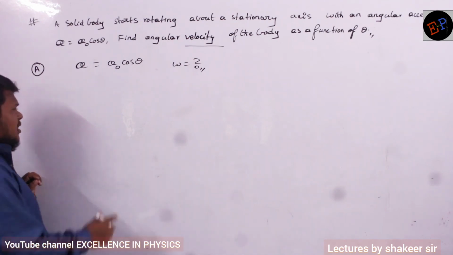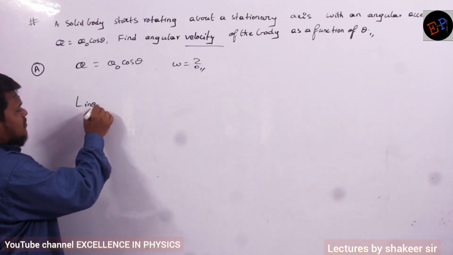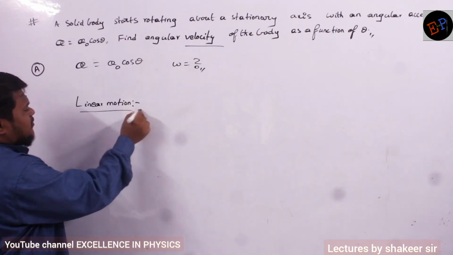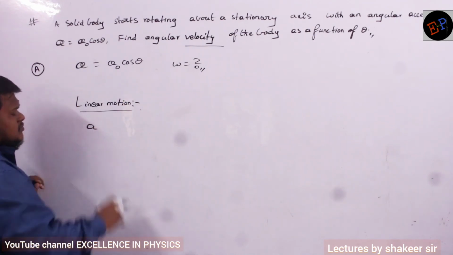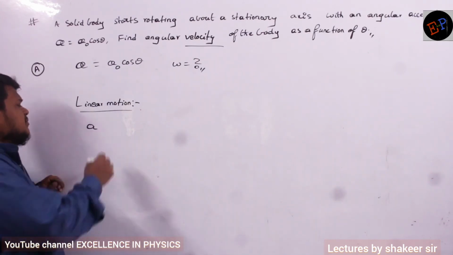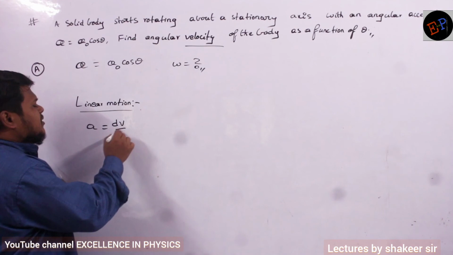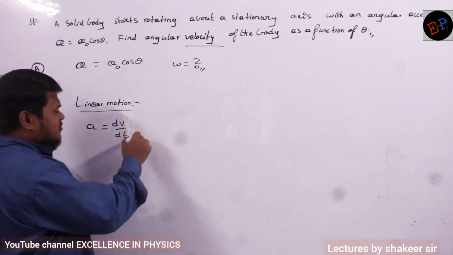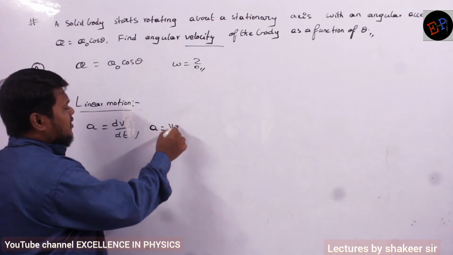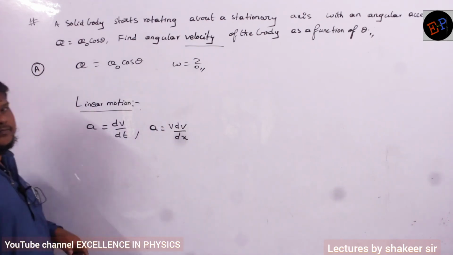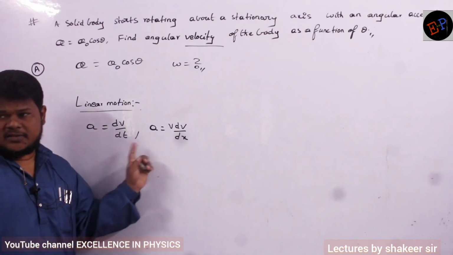Now let us study about linear motion. In straight line motion, we have acceleration. And what is acceleration? dv divided by dt, change in velocity by time. We have one more equation for acceleration, no? What is that one? v dv divided by dx. This also we have. Two equations for acceleration.